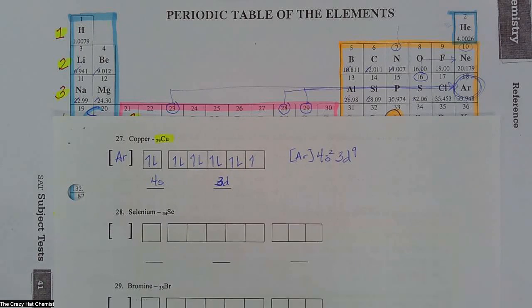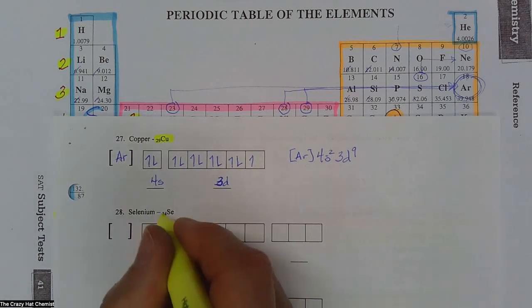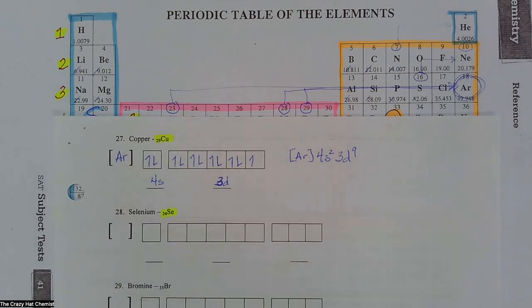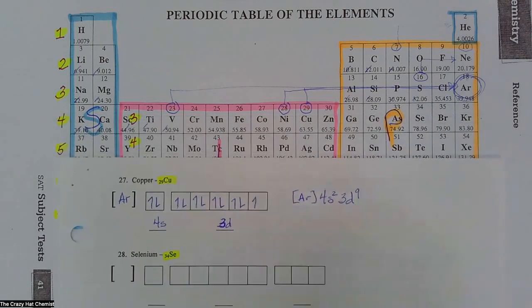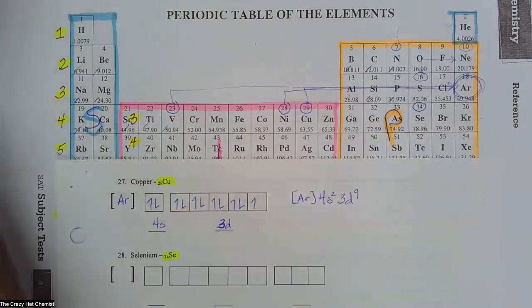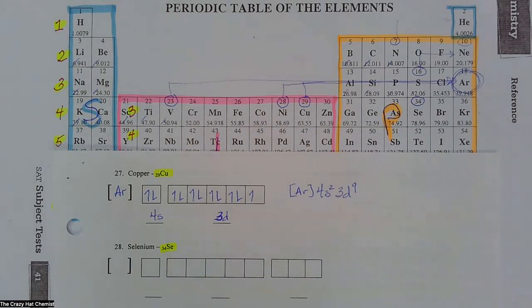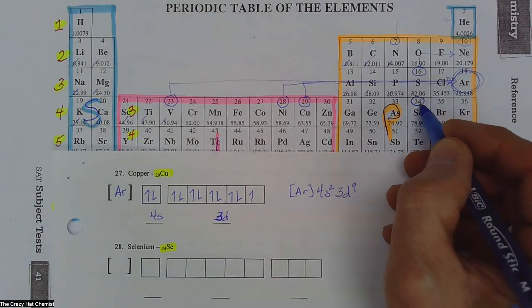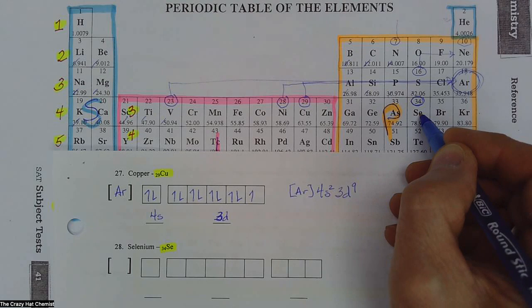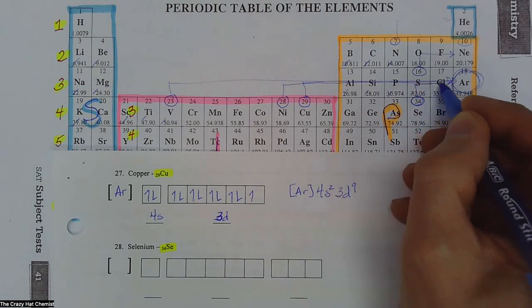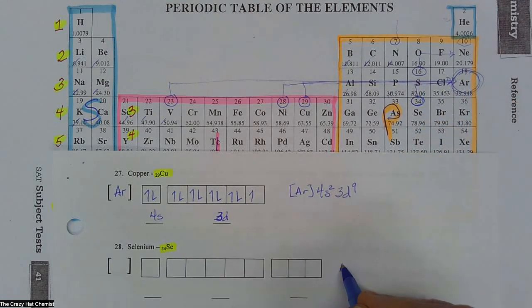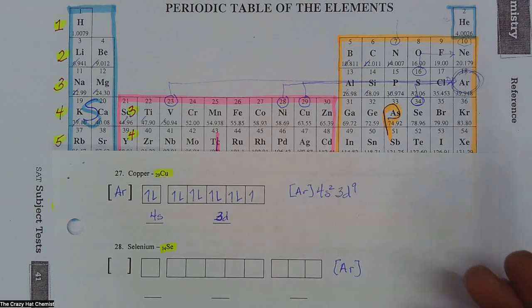All right, so we're going to do the next element here, and that is selenium. That's element number 34. So I'm going to find 34 on my periodic table. That is right there. So let's find that selenium one more time. There's element number 34. That's selenium right here. We're going to go up one period and slam it to the far right. That's argon. So we're going to say Ar in brackets. That's going to be for our noble gas electron configuration.